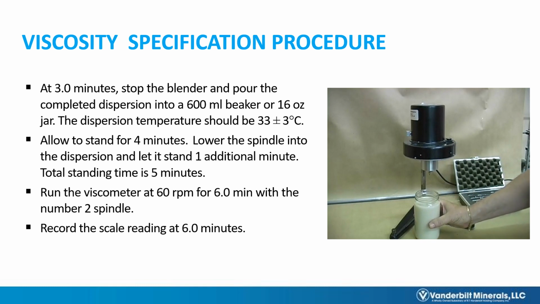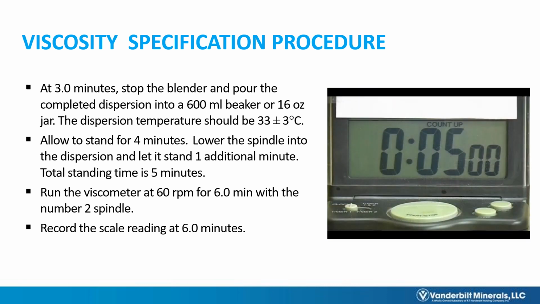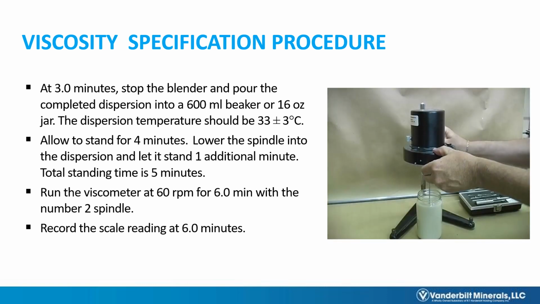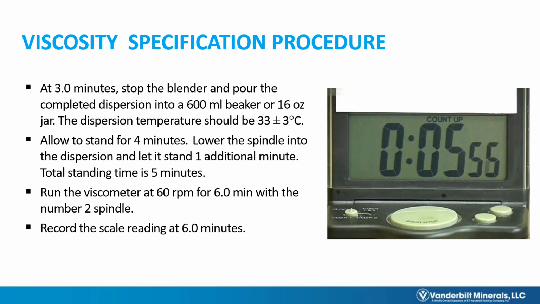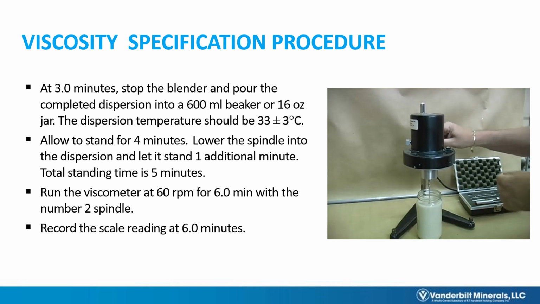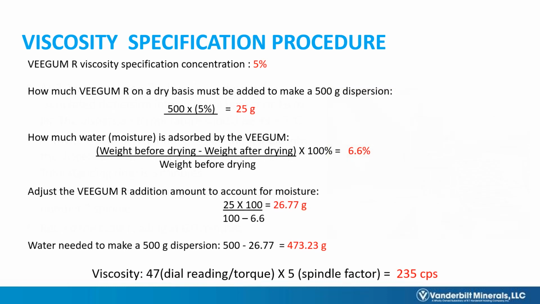Allow to stand for 4 minutes. Lower the spindle into the dispersion and let it stand 1 additional minute. Total standing time is 5 minutes. Run the viscometer at 60 rpm for 6 minutes with the number 2 spindle. Record the scale reading at 6 minutes. When these steps were followed for this demonstration, the result was 235 centipoise.